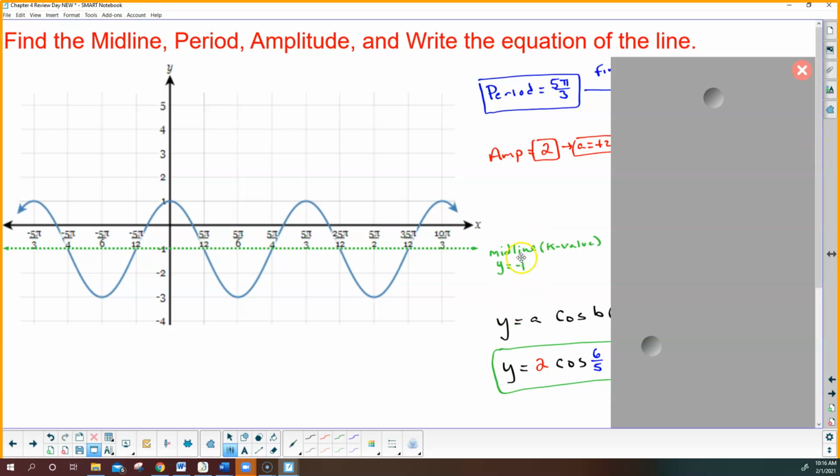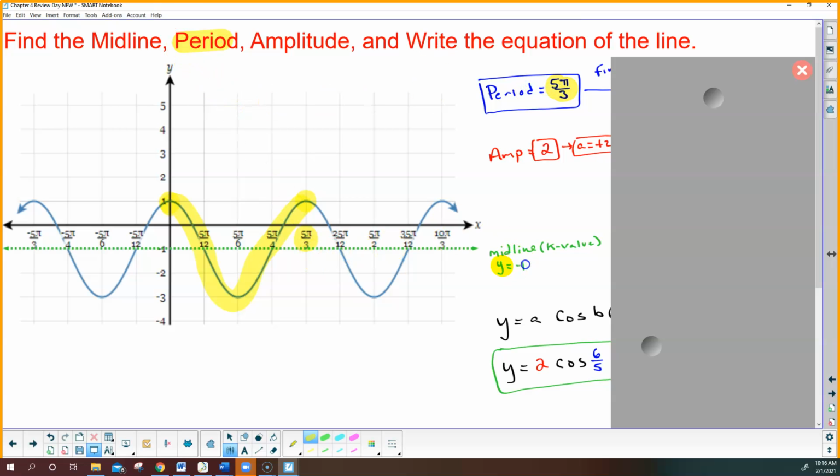So I put my midline right at y equals -1. That's the k value. Then the period length, the way I view period, is if I start at a max, how long does it take to get back to another maximum? That's one full period for this function. Notice I go from 0 to 5 pi over 3. So there's the period.